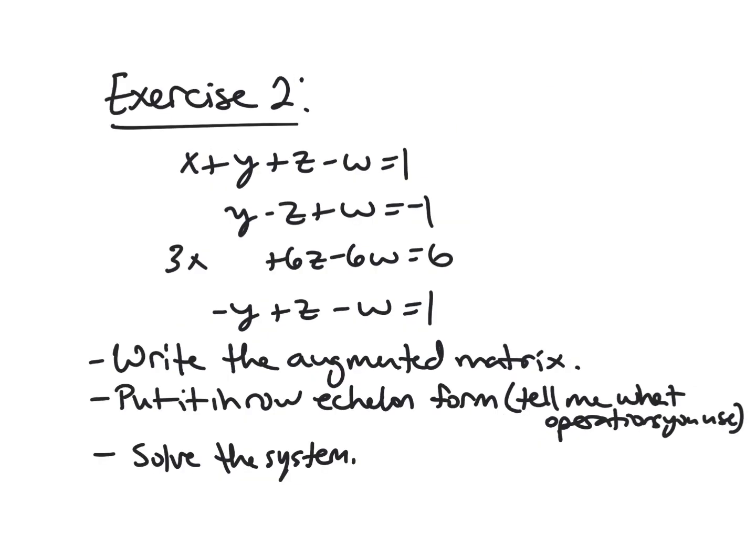And to close out, we have the second exercise here. So this is a 4x4 linear system. So I want you to first write the augmented matrix down, then put it in row echelon form. You know, it'll be a few steps, and I want you to tell me what operations you're using to get from step to step so that I can keep track of what you're doing, and then use the row echelon form to solve the system.